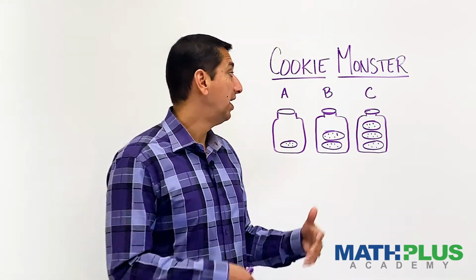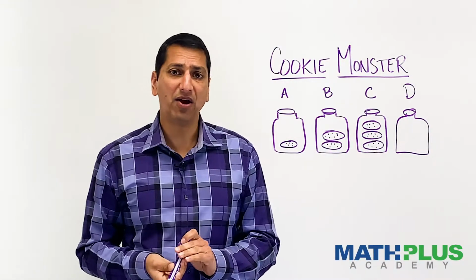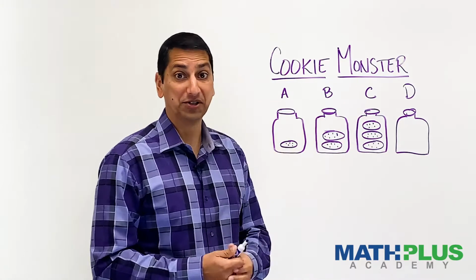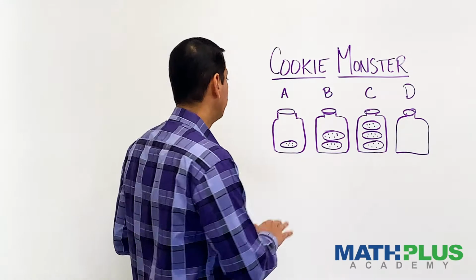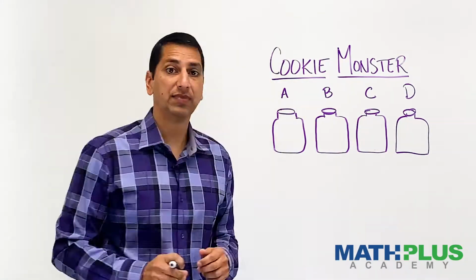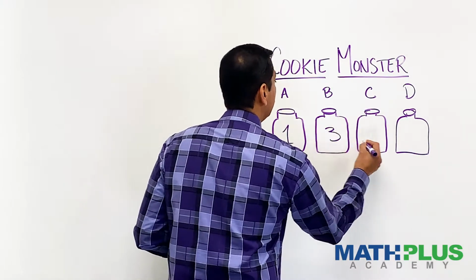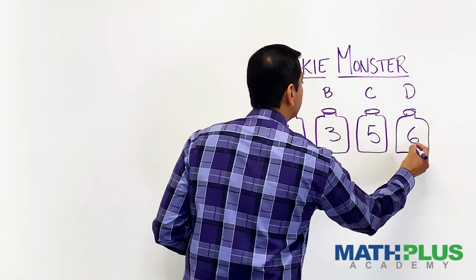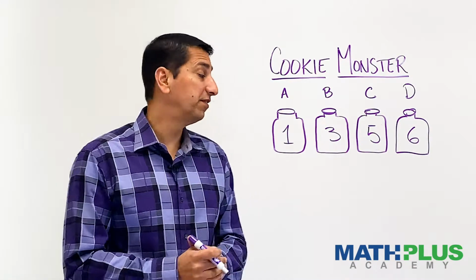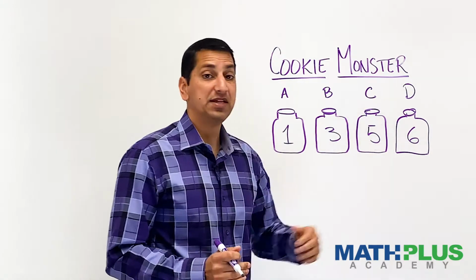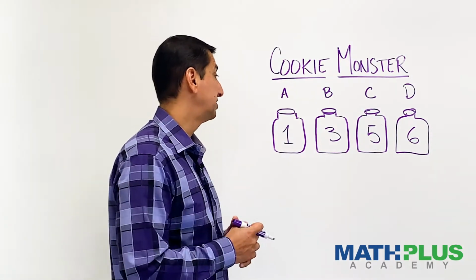So maybe I add a jar, and now I don't want to always draw all the cookies, so maybe I'll use some numbers here. So let me erase the cookies and put in some numbers. Maybe we have 1, 3, 5, and 6. How many steps, what is the fewest number of steps it would take to empty out these 4 jars? Again, I will play out one possible way.